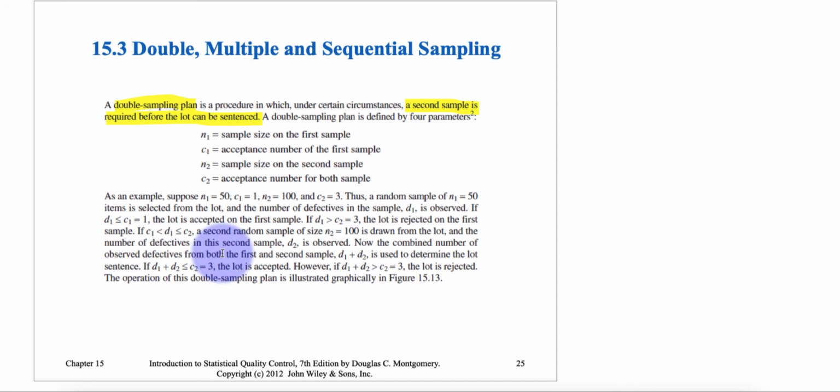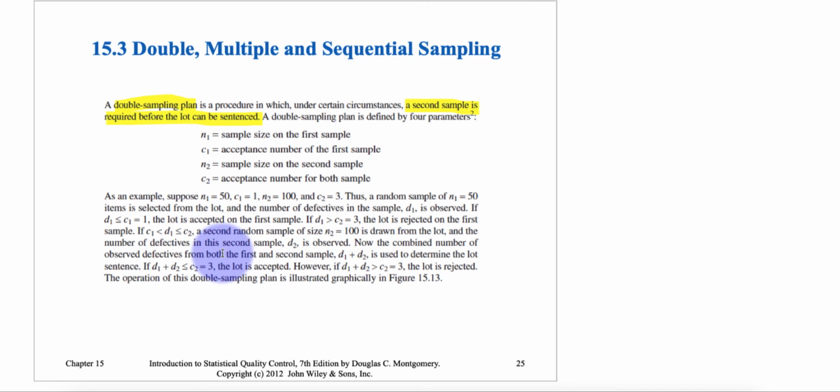We were having different sampling plans. The first one was single sampling, the second double, multiple, and sequential, etc. So we have reviewed the single sampling plans up to that point, and we will continue here with double, multiple, and sequential sampling. In a double sampling plan, we are going to take two samples. We are going to take the first sample, and we will make a lot disposition, or we will continue to take another sample.